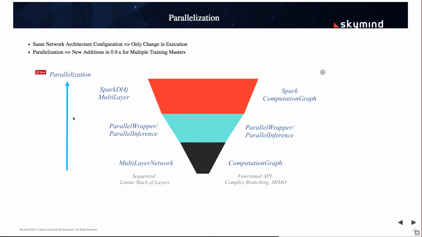So this kind of goes through the parallelization. As we go through, we start at the basic ones, the multi-layer network and computation graph. Then we go up to the parallel wrapper. This is a way to do single node if you only have one node you're doing it on, like one GPU. And then you could go up to the Spark layers. These are just wrappers around your existing architecture.